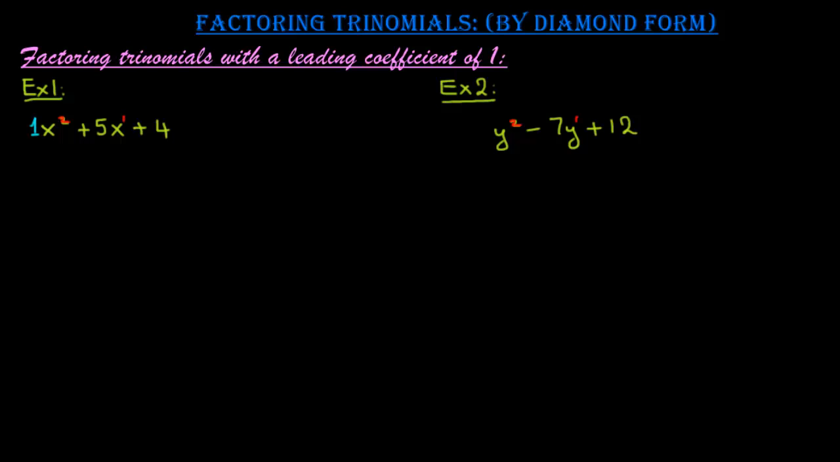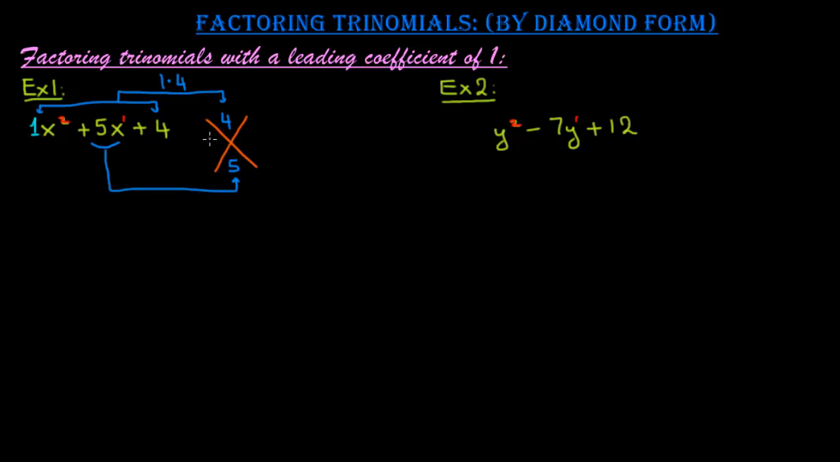So here is how we solve this one by diamond form. First of all, I draw an X, and we take the first number and multiply it with the last one. So 1 times 4 gives me 4 on the top. The middle number will be filled in at the bottom, which is 5.